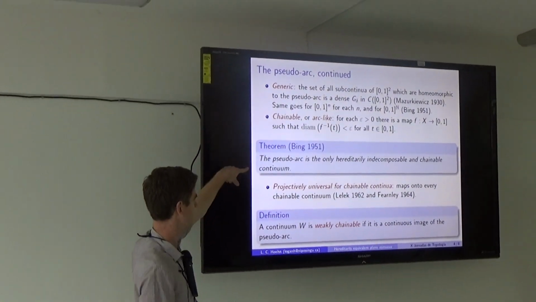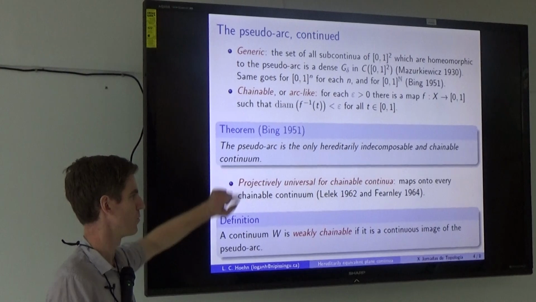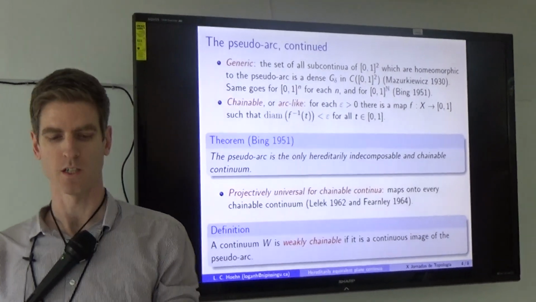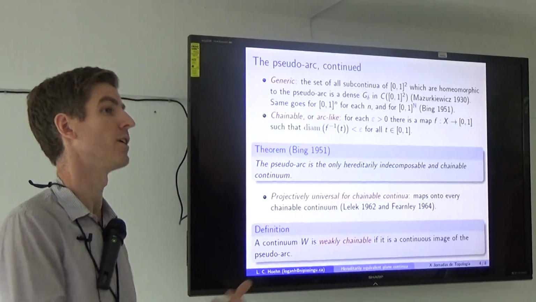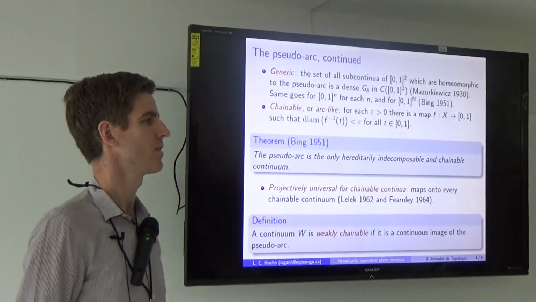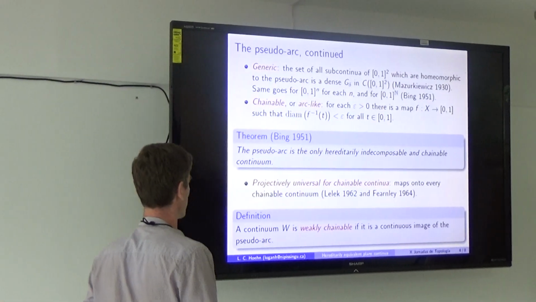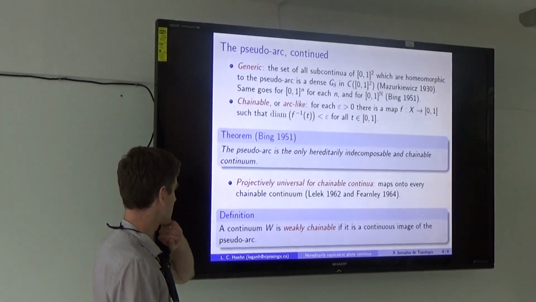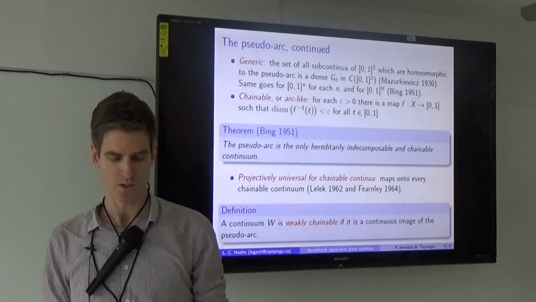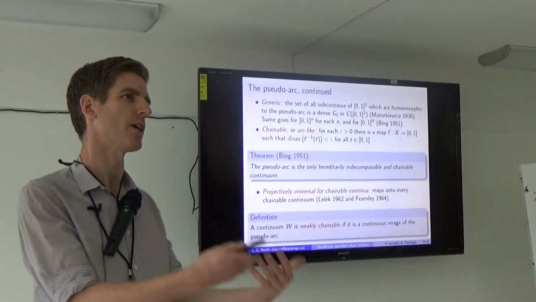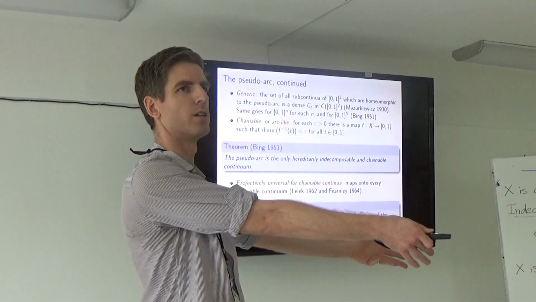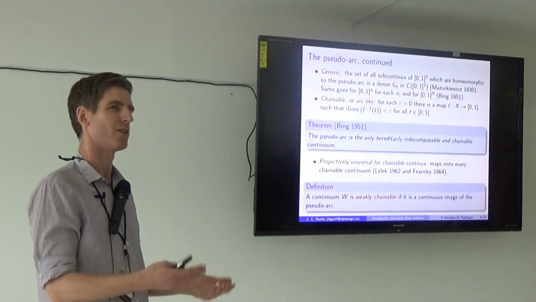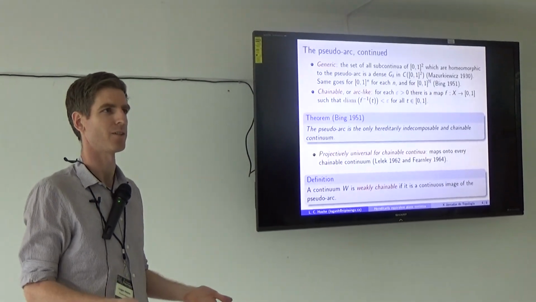I should mention also that this theorem tells you immediately why the pseudo-arc is hereditarily equivalent, because any subcontinuum of the pseudo-arc is also hereditarily indecomposable and is also chainable, just because the pseudo-arc itself is both. Another property, the pseudo-arc is what we call projectively universal for the class of chainable continua. So not only is it chainable, but it actually maps onto every other chainable continuum. So in that sense, this is kind of like the chainable continuum of maximal complexity.